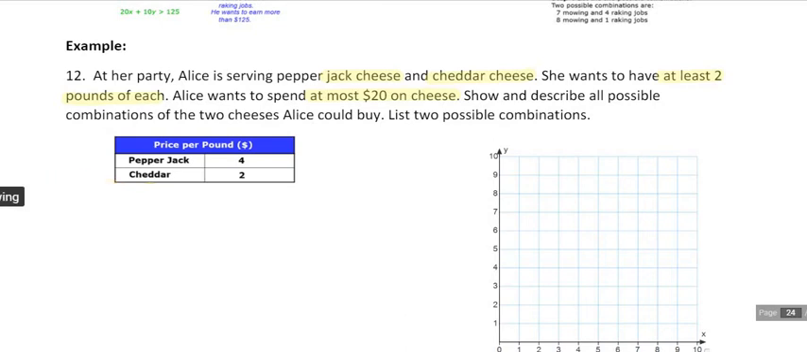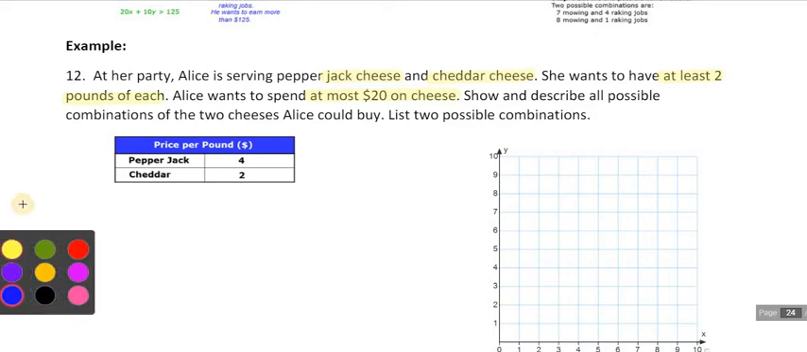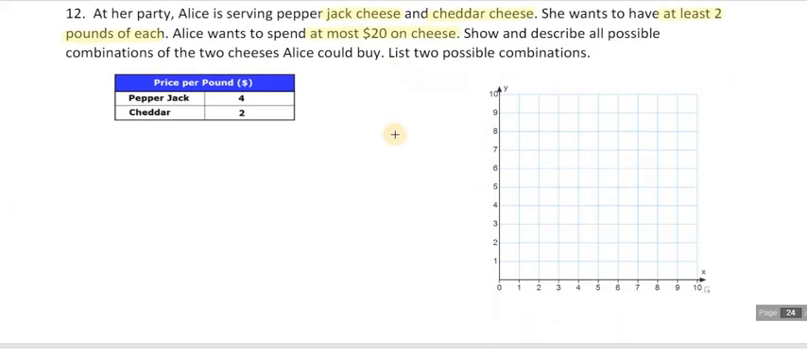Okay, and we have 2 different types of cheeses. So let's say pepper jack was first. So we'll have let X equal pounds of pepper jack and Y equal pounds of cheddar.